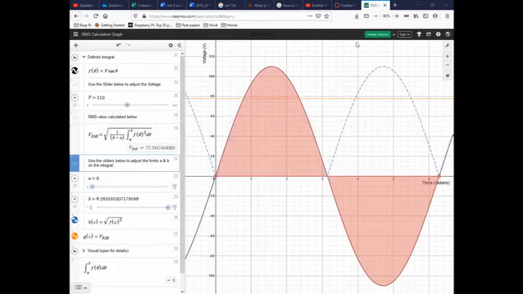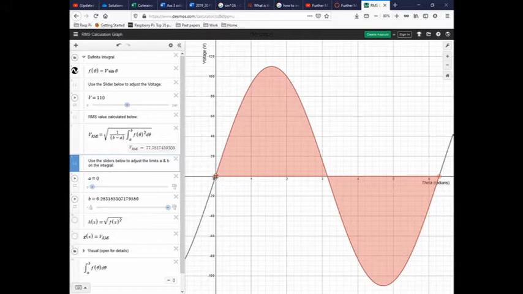This section of the video is to show you how you can use Desmos to check an RMS value of a voltage. In this one it's set up as 110 volts. I have to turn off some of these things here. So here we've got our sinusoidal wave.